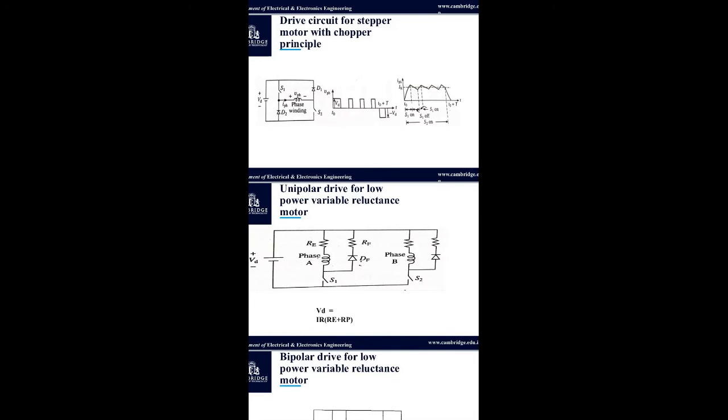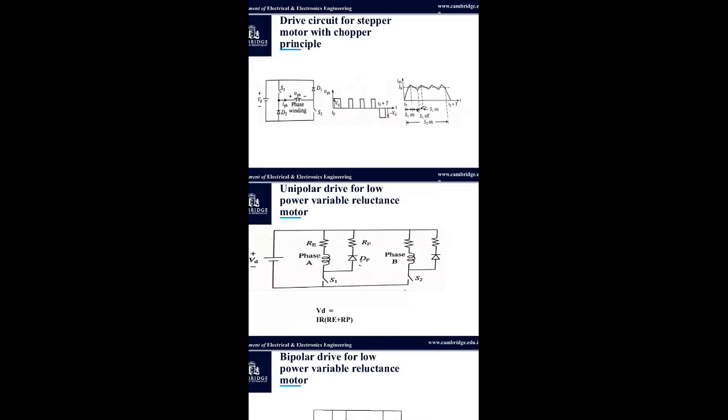The value of external resistance RE is chosen to fix the value of the electrical time constant, and then the source voltage VD is chosen to produce the rated current IR in the phase winding. Thus it is given as VD equals IR times (RE plus RP), where RP is the phase winding resistance.